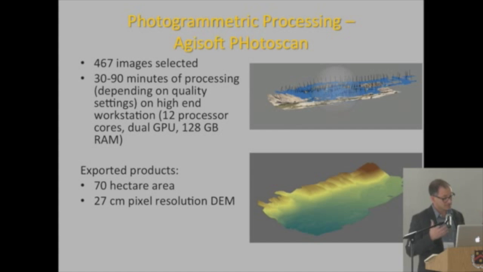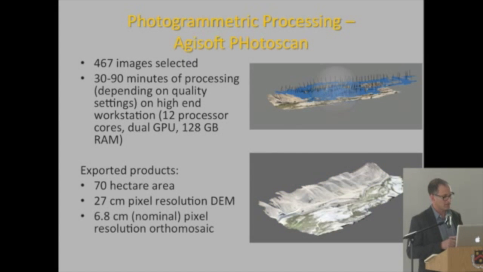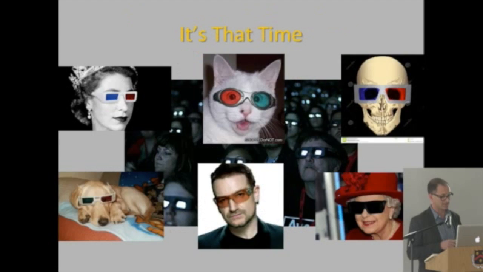And so we documented 70 hectares, a big area that extends beyond the site proper to the greater archaeological zone around it, and the Kapaknyan, the actual Inca highway going in and out of it, with a 27 centimeter pixel resolution DEM and about a 7 centimeter pixel resolution orthomosaic. So that's quite a bit of detail.